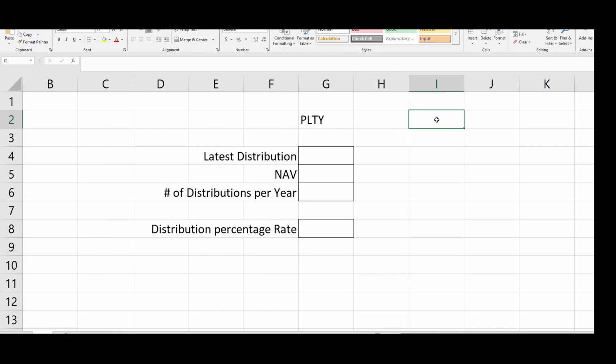Okay, so here we are on a spreadsheet that I just opened up, and all I need is this information. I need the latest distribution. I need to know what that NAV is, and I will also need to know the number of distributions per year that the stock or ETF that you're looking at pays out. So for this one, we're using PLTY. So the first thing we want to look for is the latest distribution. So we can look easily on our chart and we can get that information.